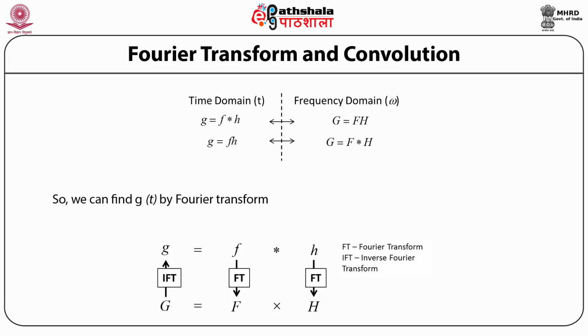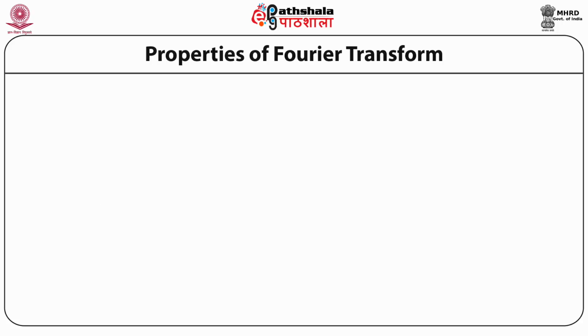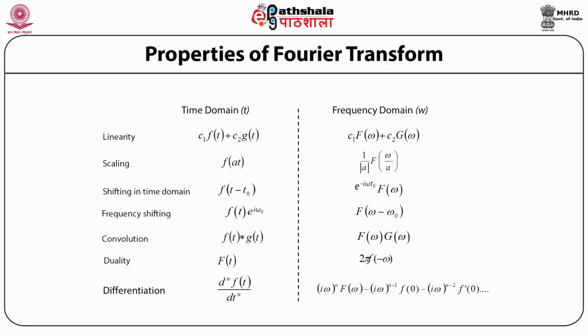All you have to do is multiply them. Then we can find capital G of omega. Then what we have to do is take an inverse Fourier transform. So we can always find the unknown by doing Fourier transforms and inverse Fourier transforms and some multiplications. Properties of Fourier transform. So we are going to see the relationship between the time domain and the frequency domain.